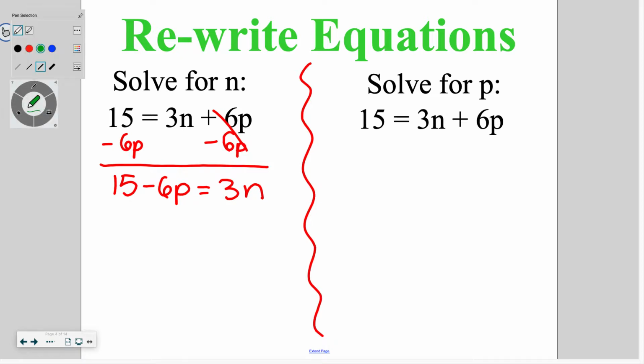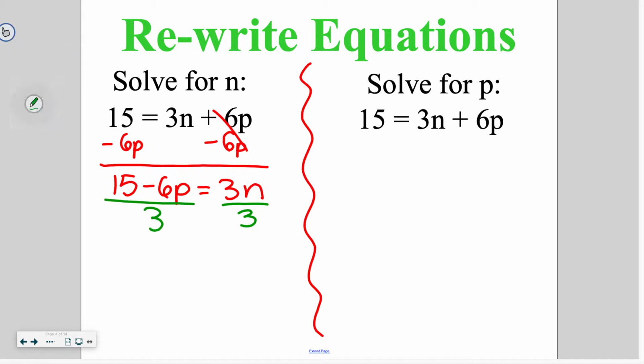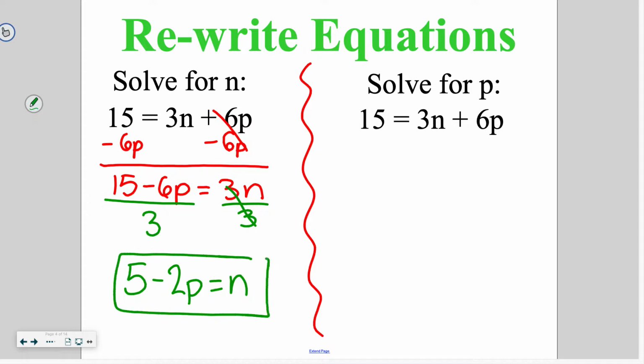Then in order to get n by itself, I'm going to divide both sides by 3. When we're doing this now, if this was a 7, for example, we couldn't simplify this any further. But because we're dividing by 3, we can simplify. 15 can be divided by 3 and give me 5, minus 6 can be divided by 3 and give me 2. And then I've got my n left over on the other side. So when we rearrange this equation to solve for n, we end up with 5 minus 2p is equal to n.